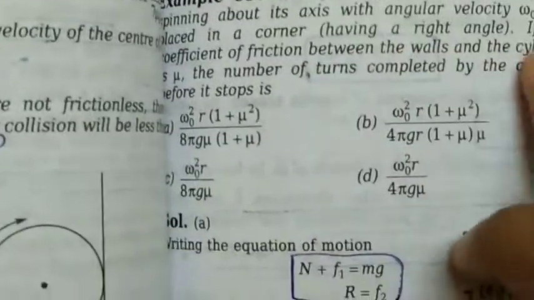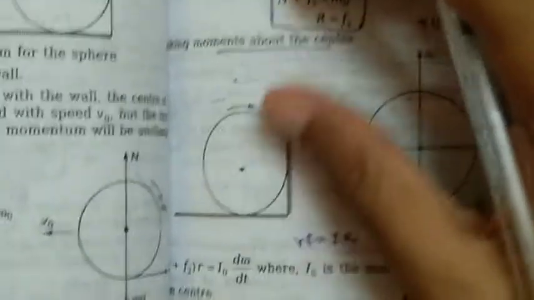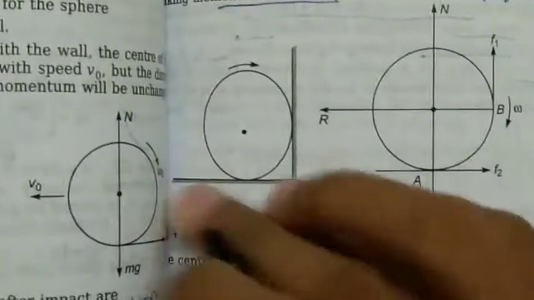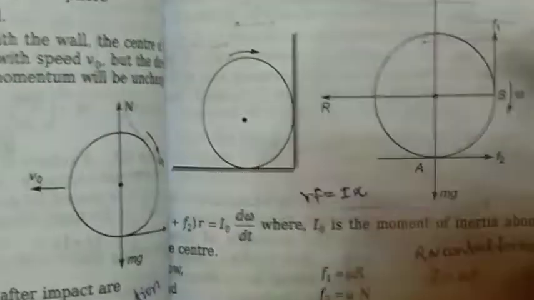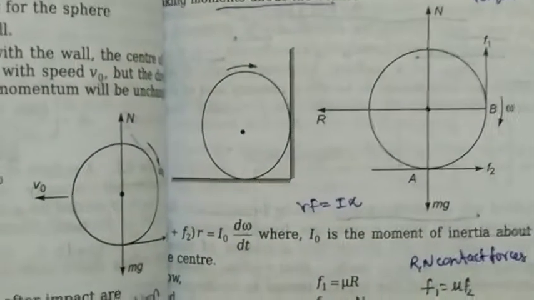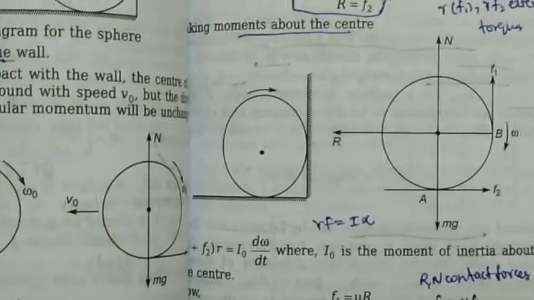If the coefficient of friction between the walls and the cylinder is mu, it means this is a rough surface, this wall is also rough. Because of that roughness, friction would come into play, and the coefficient of friction is mu. The number of turns completed by the cylinder before it stops.